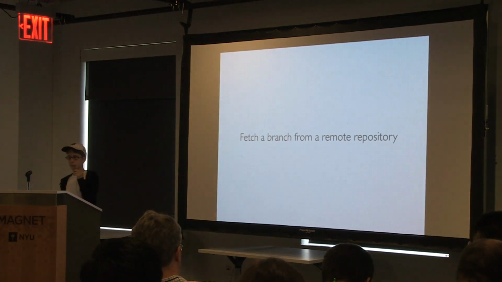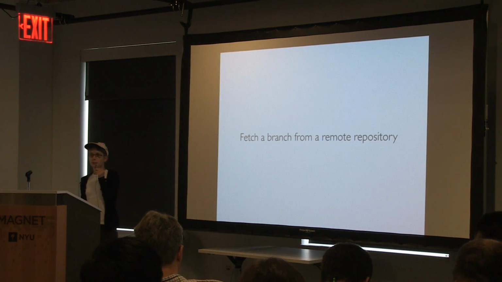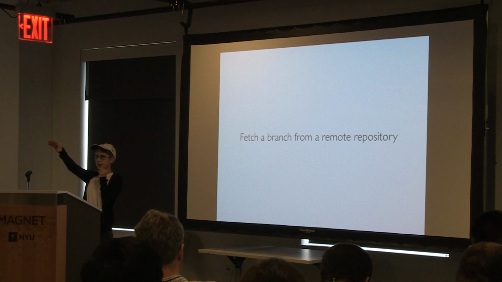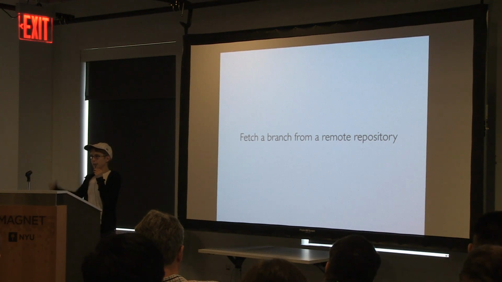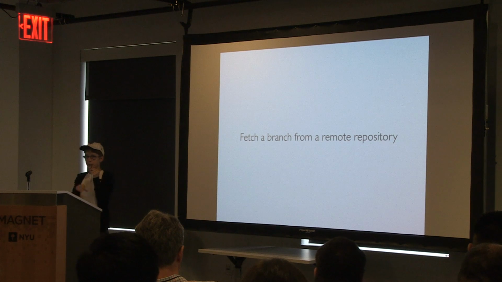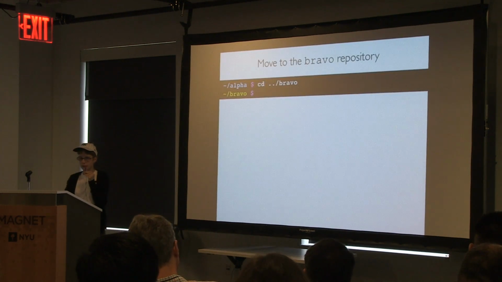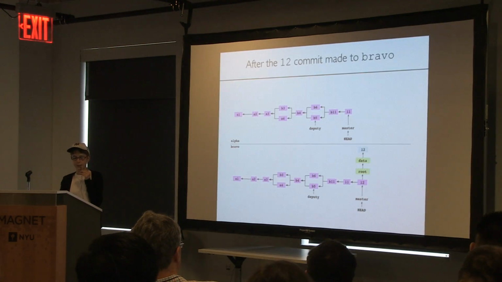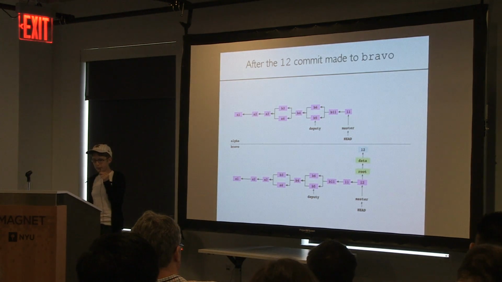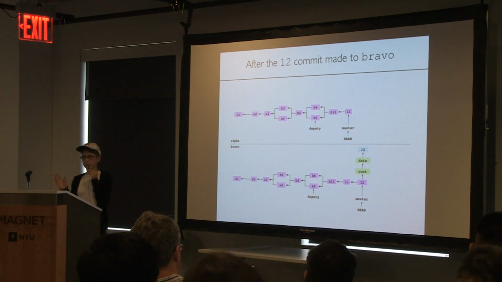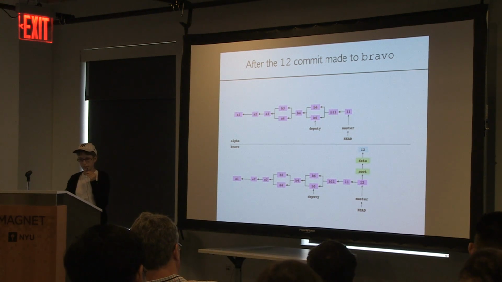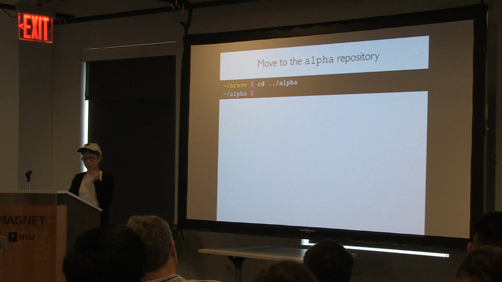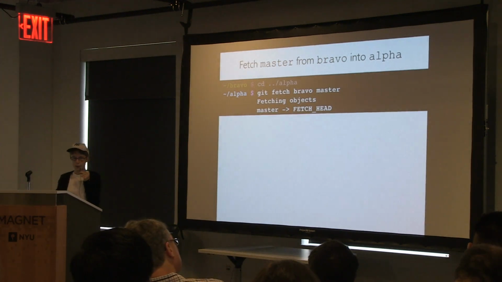Let's fetch a branch from a remote repository. Fetching is all about saying, what's going on in this other repository? Let me get that stuff, bring it over here, but not integrate it into my stuff yet. So let me just put it in this kind of separate location and keep it separate for now. Okay, so let's cd into Bravo, and let's change number to 12 and commit that. So here's where we are. Bravo is on the 12 commit, Alpha's still back in the Stone Age on the 11 commit. Let's cd back to Alpha, and we're going to do git fetch Bravo master.